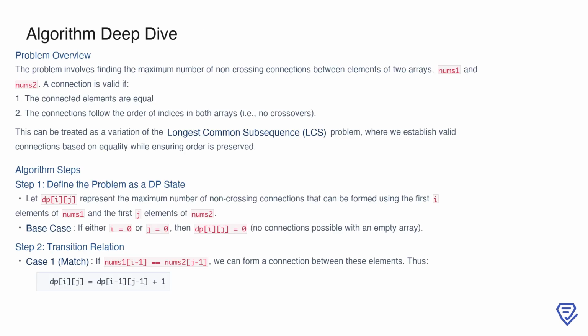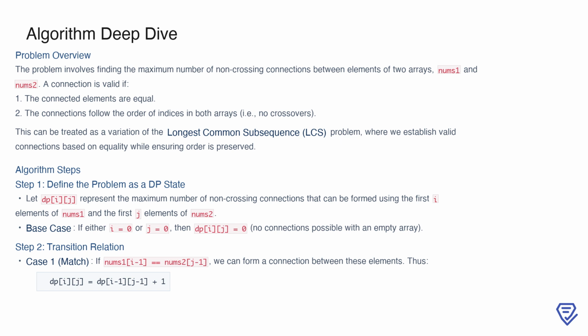In this problem, we are tasked with finding the maximum number of non-crossing connections between two arrays, nums1 and nums2. A connection is valid if the elements being connected are equal and the order of indices in both arrays is preserved, ensuring that no connections overlap. This problem is a variation of the longest common subsequence, or LCS, where instead of just finding a subsequence, we establish connections between matching elements while maintaining their relative order.